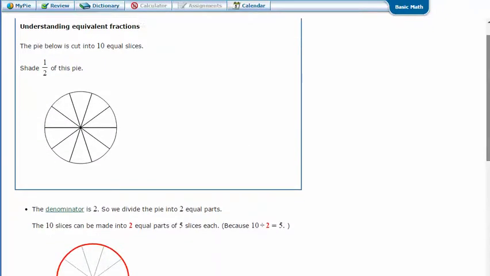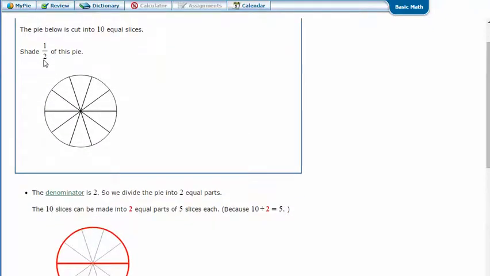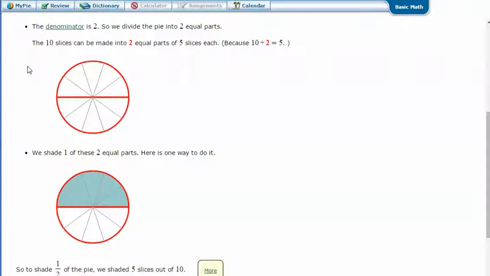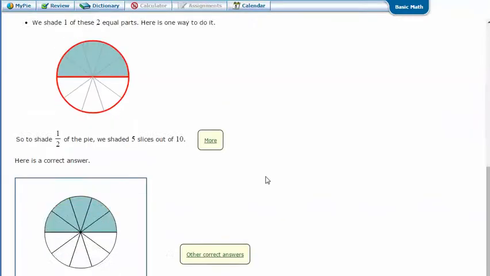The denominator is 2 in the fraction 1/2, so we divide the pie into 2 equal parts. 10 slices can be made into 2 equal parts of 5 slices each, because 10 divided by 2 is 5. And we shade one of these 2 equal parts. Here's one way to do it. Just shade in the top half or the bottom half, it wouldn't matter. So to shade in half of the pie, we shade in 5 out of 10.